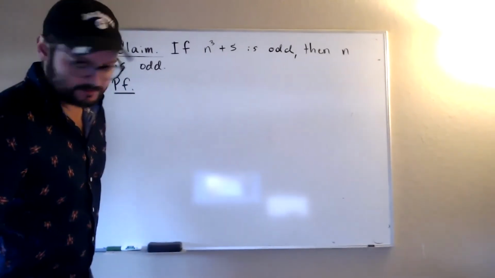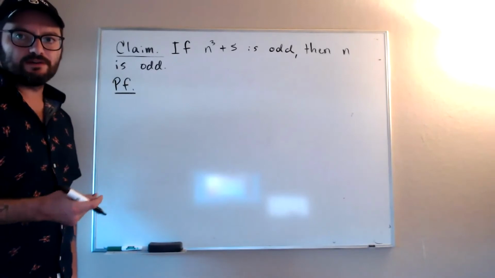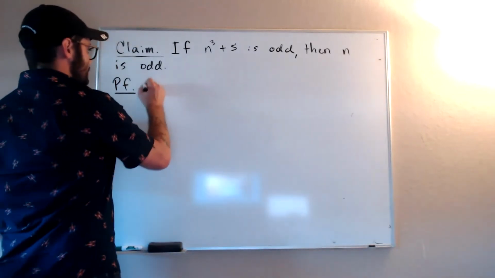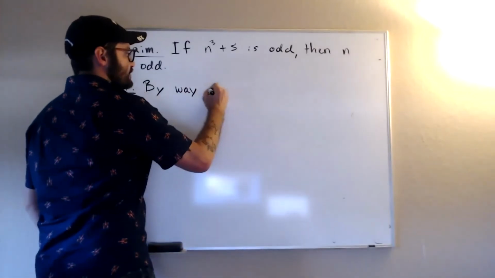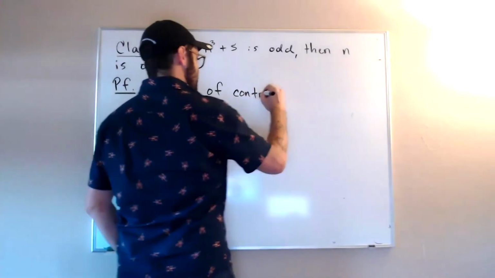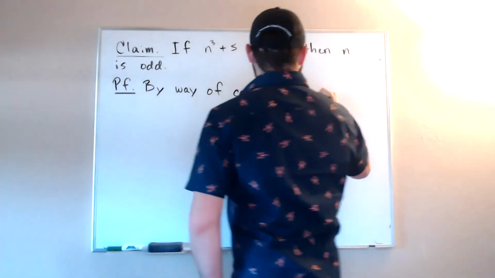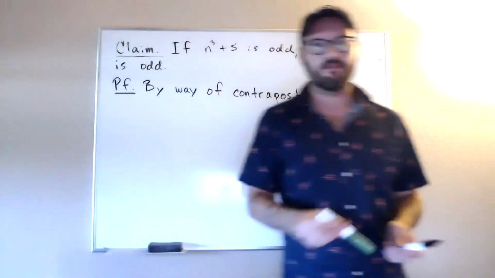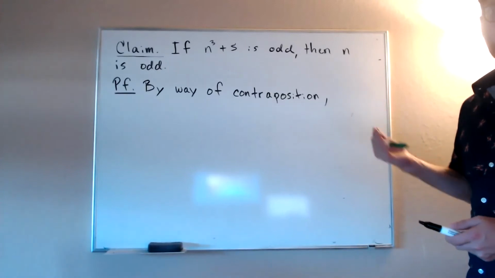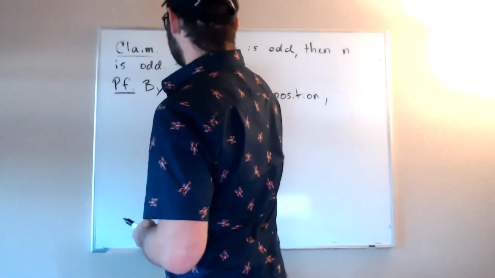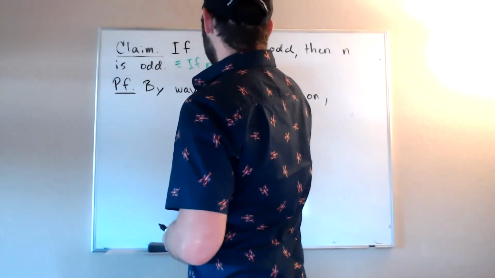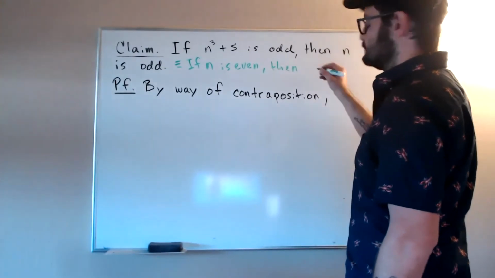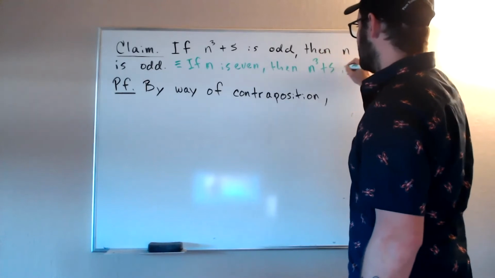And again, I'm writing these proofs out without any scratch work. All of you will probably need to have quite a bit of scratch work before you have the pieces necessary to write the formal proof. Okay, so by way of contraposition, in order to do proofs by contraposition or proofs by contradiction, you really need to know how to look at the contrapositive of the statement. So the contrapositive of the statement is if n is even, then n cubed plus 5 is even.